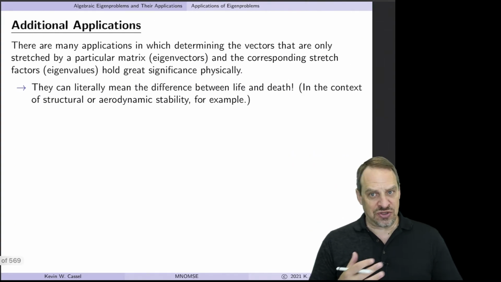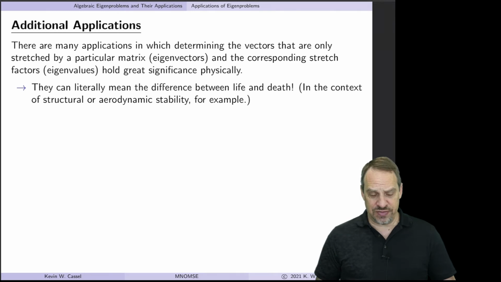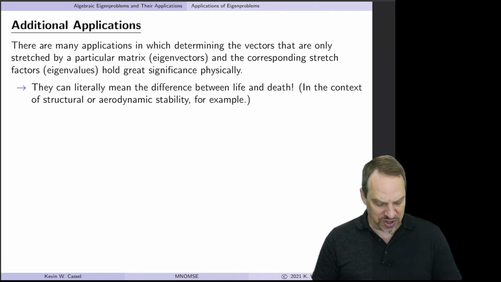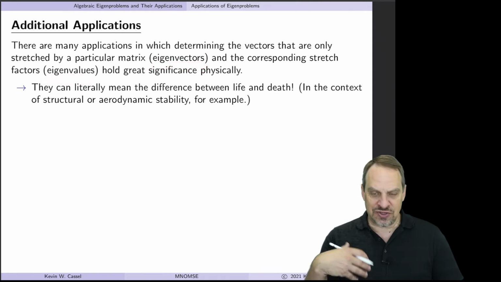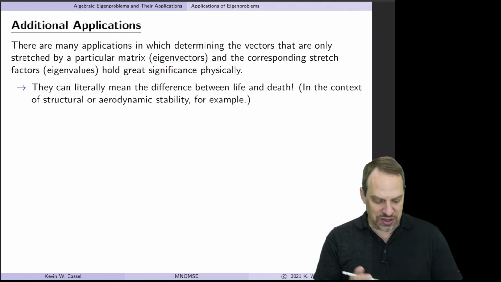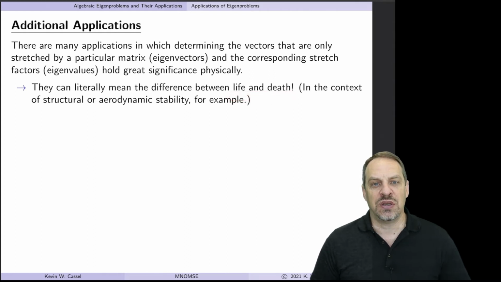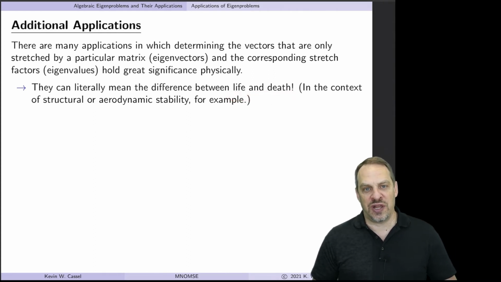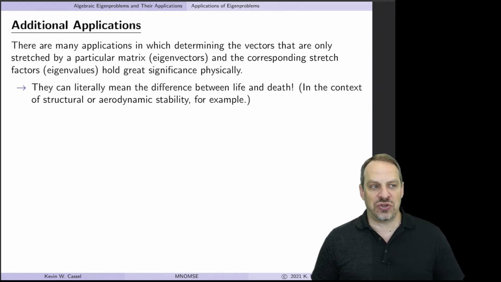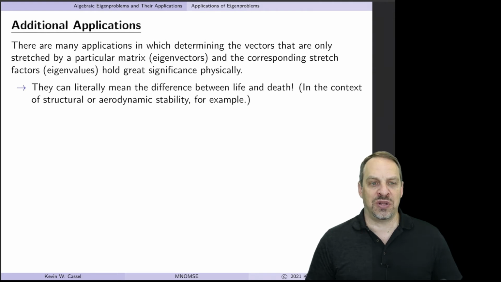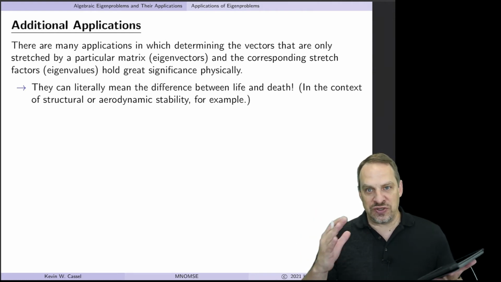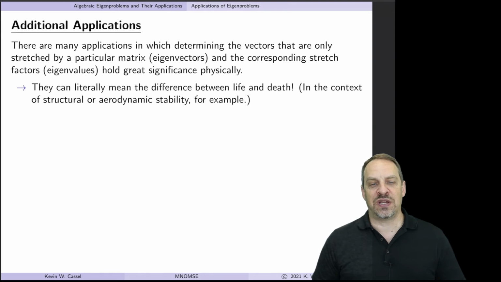There are additional applications all throughout science and engineering. These algebraic eigenproblems just pop up everywhere, where the eigenvalues and the eigenvectors have some physical meaning. And it can literally mean the difference between life and death. If you've ever seen the Tacoma Narrows Bridge collapse in the early 1940s, there's actually a YouTube video that shows this. Yeah, they had YouTube in 1940 apparently. So you can see how catastrophic the effects of some of these things that we'll talk about can be.